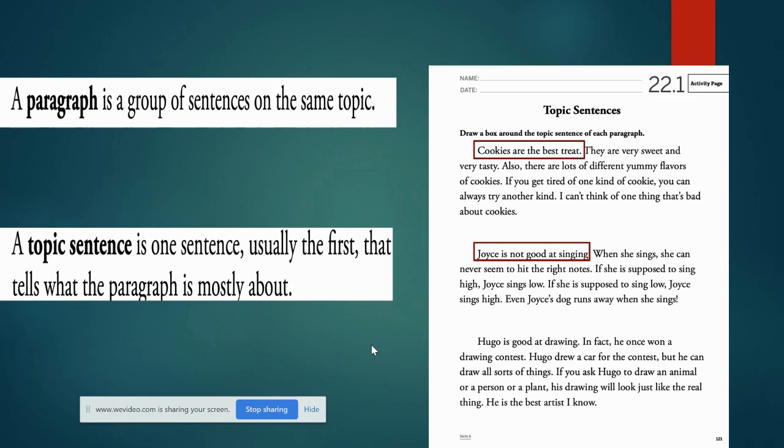Now, rather than us reviewing together, I want you to go ahead and pause the video to try to identify the topic sentence. Once you have identified the topic sentence, you can press play to see if you correctly answered. You can pause the video now.